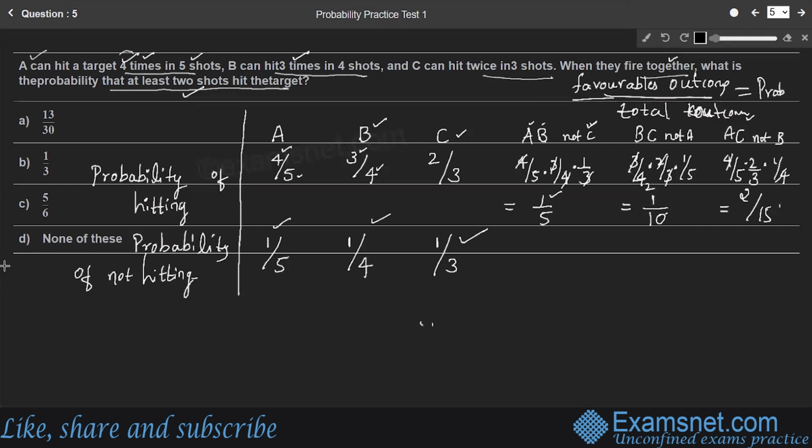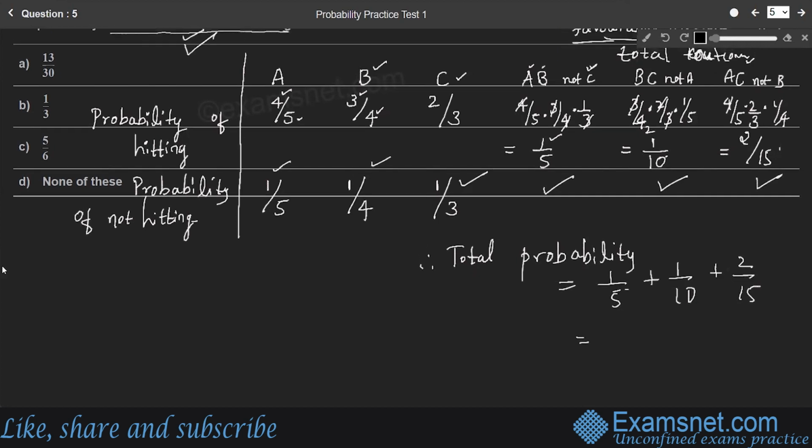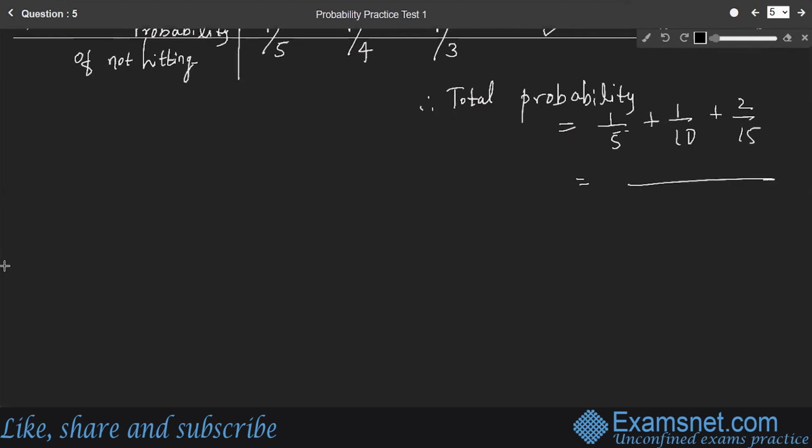So what is the total or required probability that at least 2 shots hit the target? So just add this: 1 by 5 plus 1 by 10 plus 2 by 15. These are the probabilities that at least 2 can hit the target in 3 different situations. So we just take the sum of these.